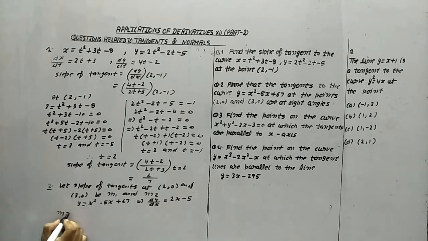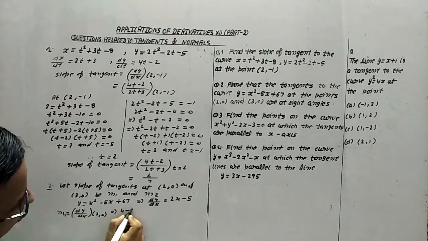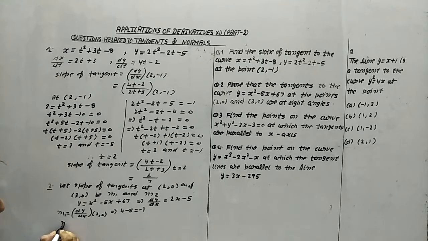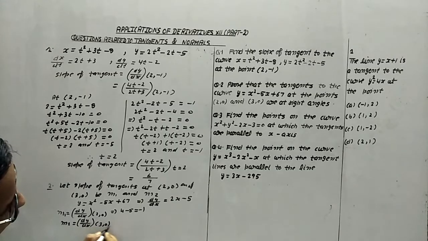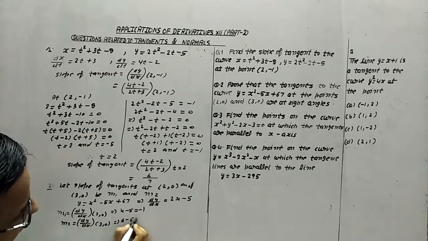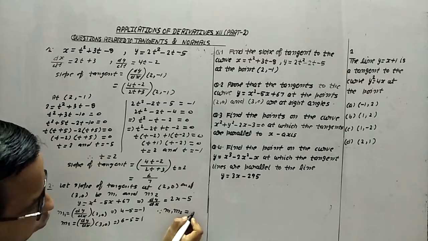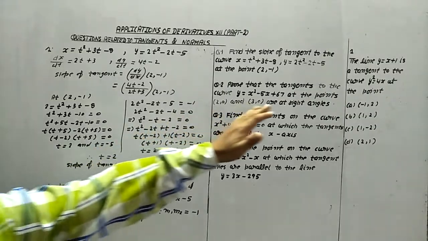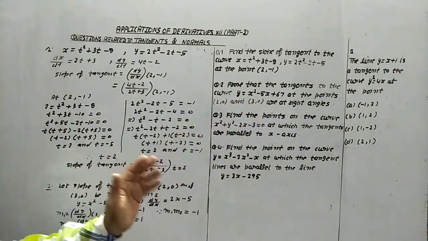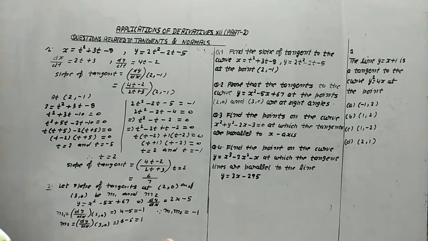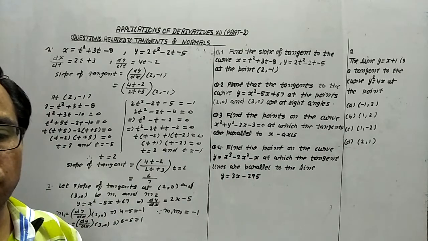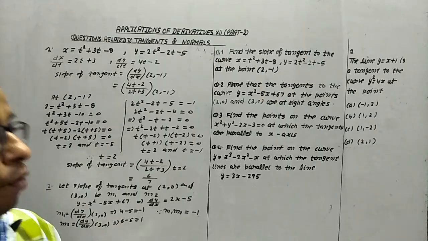Now first of all, m1 = dy/dx at (2, 0), which is 4 − 5 = −1. Now m2 = dy/dx at (3, 0), which is 6 − 5 = 1. Now because m1·m2 = −1, the tangents to this curve at the points (2, 0) and (3, 0) are at right angle. Because if two lines have a product of slopes equal to −1, it means the lines are perpendicular to each other.